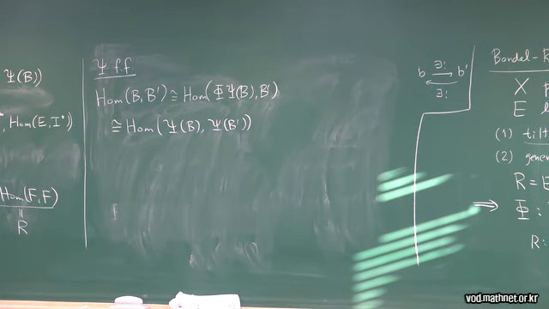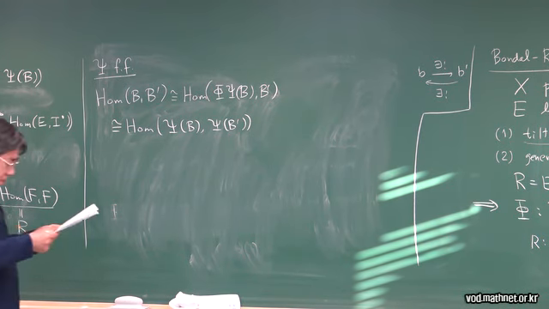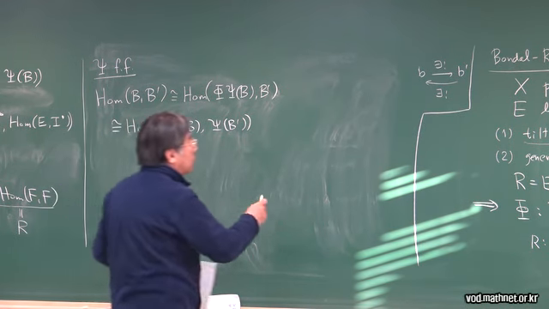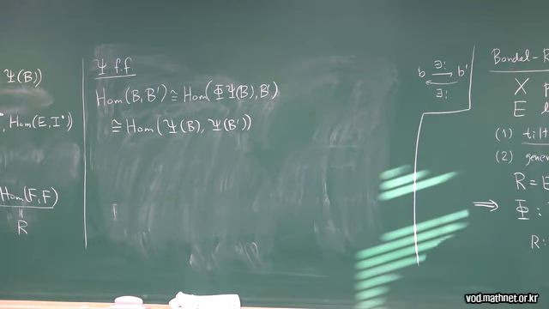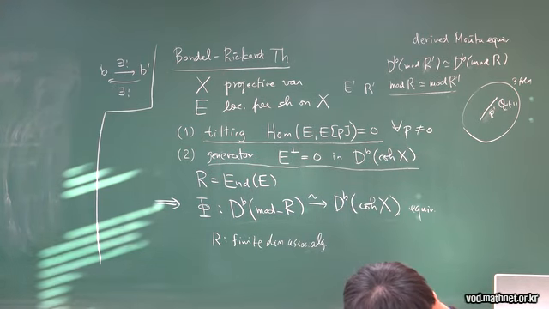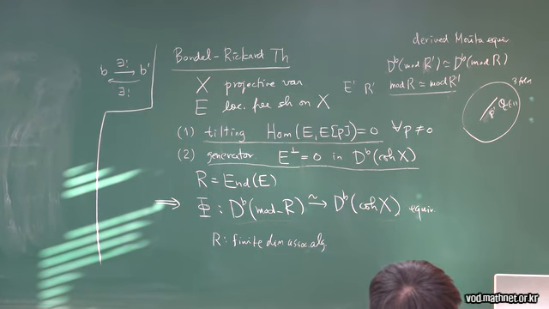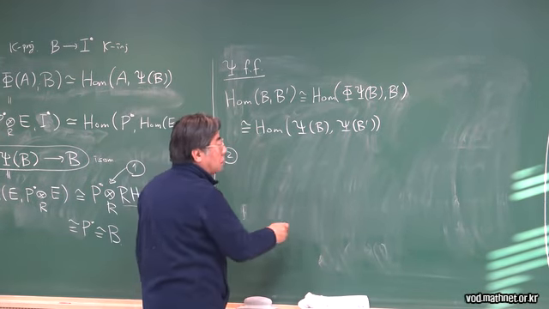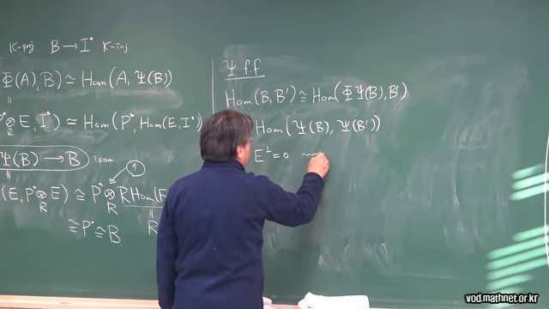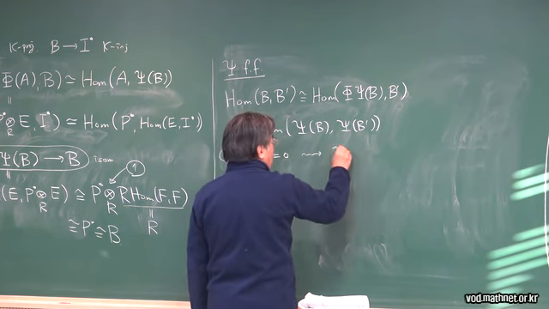What I have to prove is that psi is surjective. I only used the tilting condition so far, but now I use the second condition, the generator condition. So E perp is 0. This implies that psi is essentially surjective.